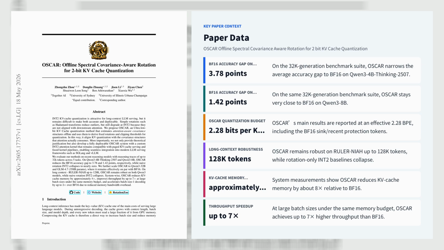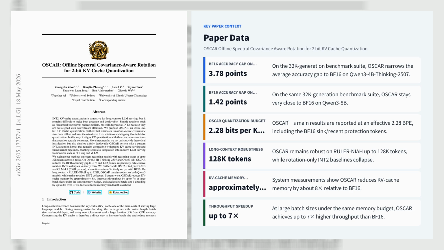Empirically, on 32K generation evaluations over AIME25, GPQA Diamond, HumanEval, LiveCodeBench v6, and MATH-500, Oscar at 2.28 bits per KV element cuts the BF16 accuracy gap to 3.78 points on Qwen3-4B-Thinking-2507 and 1.42 points on Qwen3-8B, while naive INT2 and QuaRot INT2 collapse to near 0 on these reasoning workloads. On Qwen3-32B and GLM-4.7-FP8, it is essentially on par with BF16.